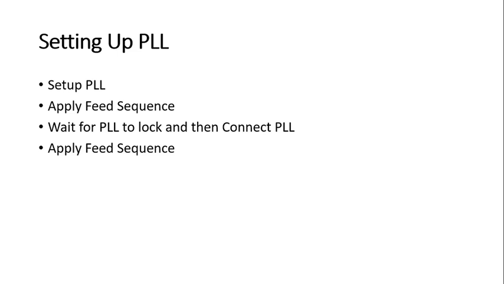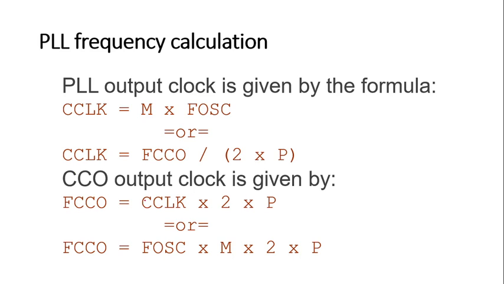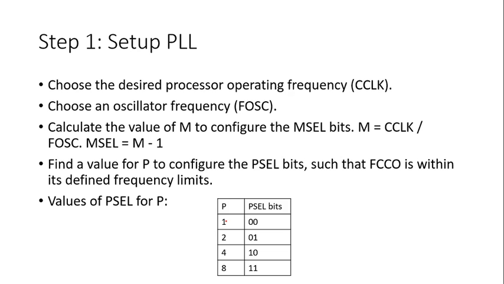Then we will go to the program. How to write the actual program for the PLL. So for that, we are writing the code for setting up PLL. There are 4 steps. One is set up the PLL, then apply the feed sequence, then wait for the PLL to lock, and then connect the PLL, and finally apply the feed sequence. Again, the frequency calculation we have already seen, the same thing is given again.